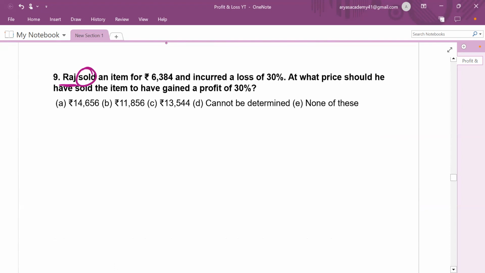Raj sold an article for 6,384 rupees, and in the process he actually got a loss of 30%. If it is 30% loss, obviously its value in terms of percent is 70. So 70% is equal to 6,384.